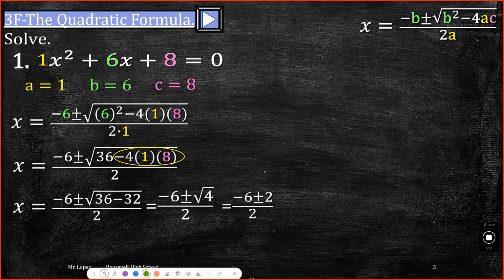And right here, you can separate because the square root of 4 is 2. So it's going to be negative 6 plus 2 divided by 2. Then you got negative 6 minus 2 divided by 2. This is negative 6 plus 2. What's negative 6 plus 2? Negative 4.